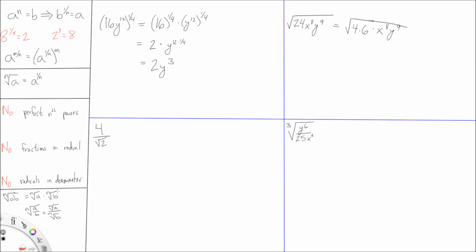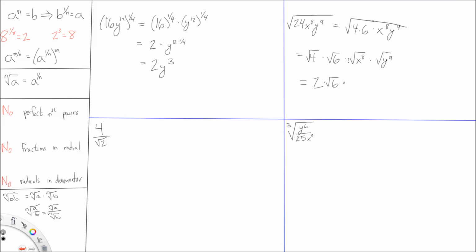And down here we have these rules that work for radicals. They say if we have the nth root of a times b, it's the same as the nth root of a times the nth root of b. That also works for division, so radicals can split over multiplication and division. Here we're going to split this radical over all of these multiplications. So it's going to be the square root of 4 times the square root of 6 times the square root of x to the 8th times the square root of y to the 9th. We just split that radical over every multiplication. Now we know the square root of 4 is 2. This is 2 root 6.